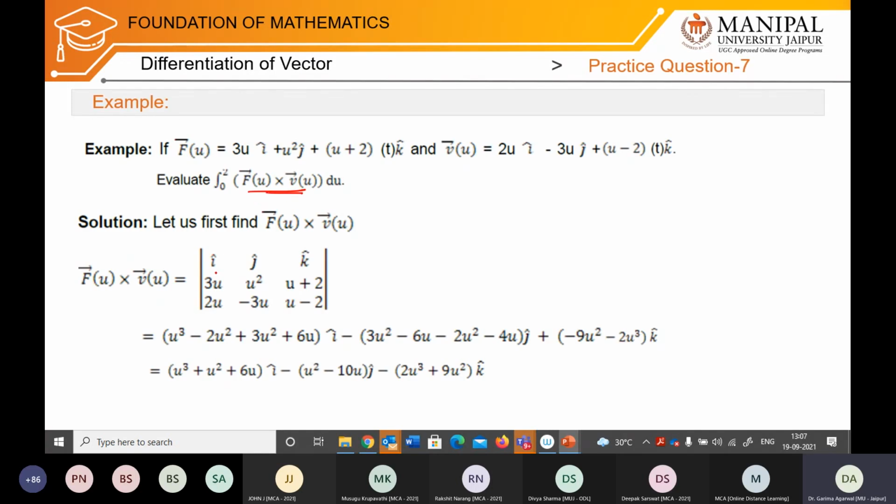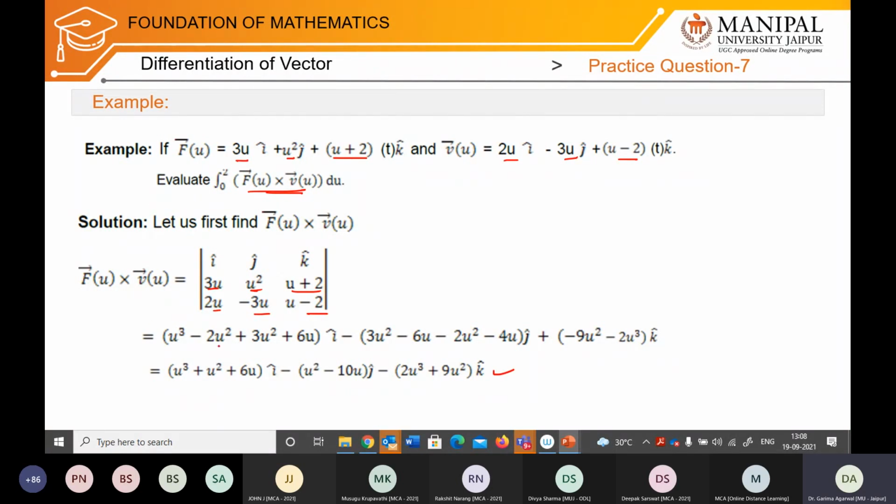How we can find cross product? I cap, j cap, k cap. The coefficient of I cap, j cap, k cap in f. Then coefficient of I cap, j cap, k cap in v. And then solve this determinant. This is f cross v.